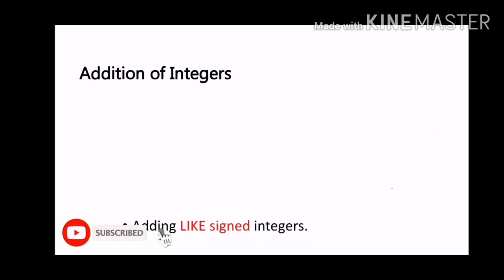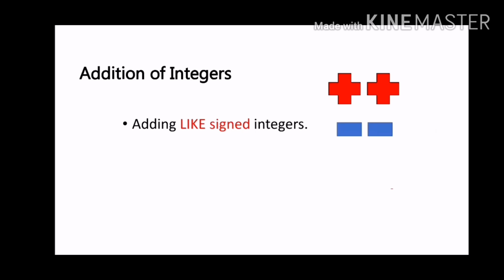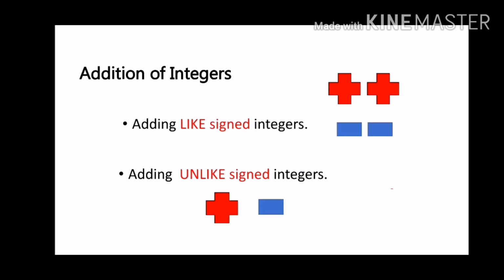Okay, so going back, for addition of integers, we have two cases. The first one is adding like-signed integers. When I say like-signed, we are referring to addition of both positive integers or both negative integers. The second one is adding unlike-signed integers. In this case, you are adding different-signed integers. One is positive and one is negative, or vice versa. So let's have first the first case.